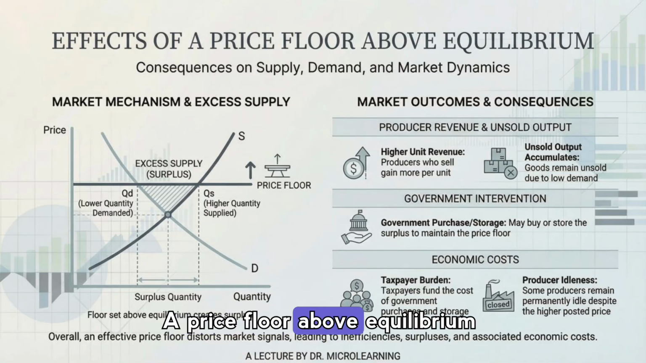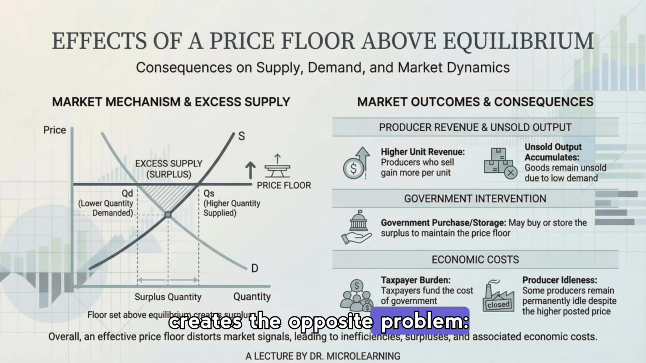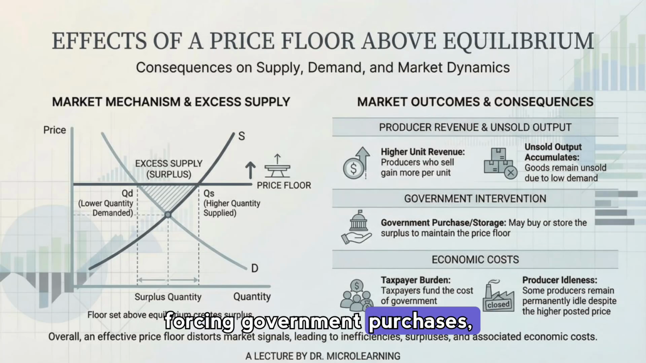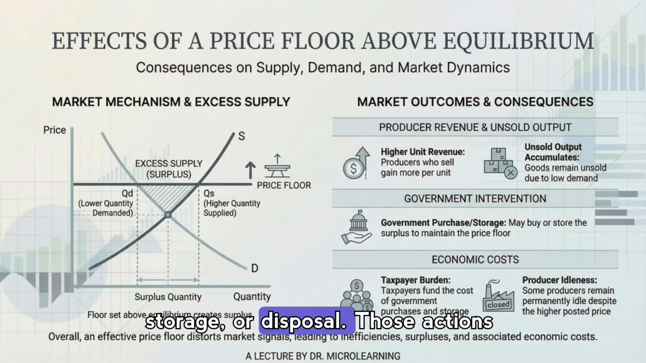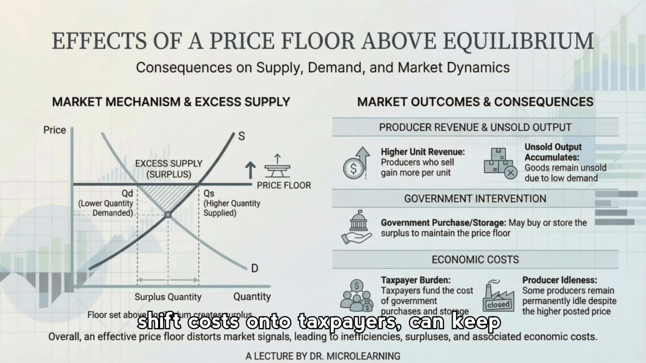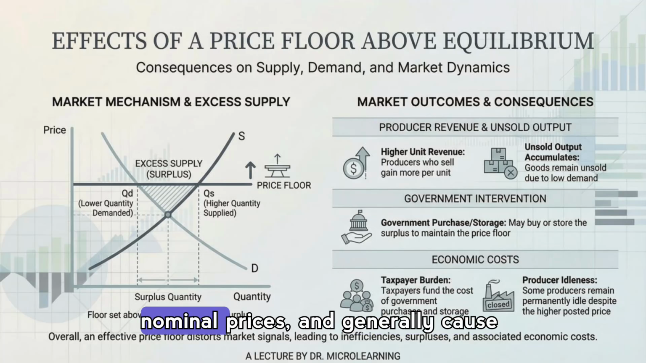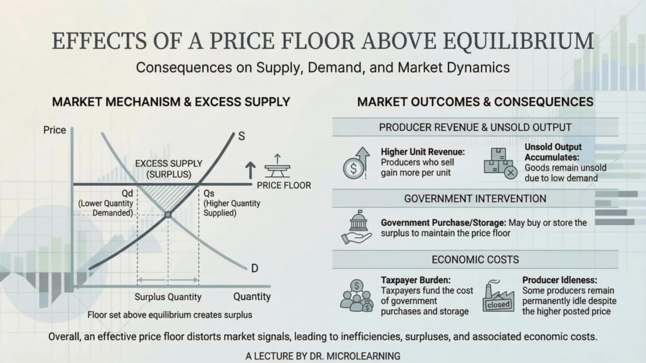A price floor above equilibrium creates the opposite problem: surplus supply. The chart illustrates excess goods that remain unsold, forcing government purchases, storage, or disposal. Those actions shift costs onto taxpayers, can keep some producers idle despite higher nominal prices, and generally cause inefficiencies and fiscal burdens while distorting market signals over time.